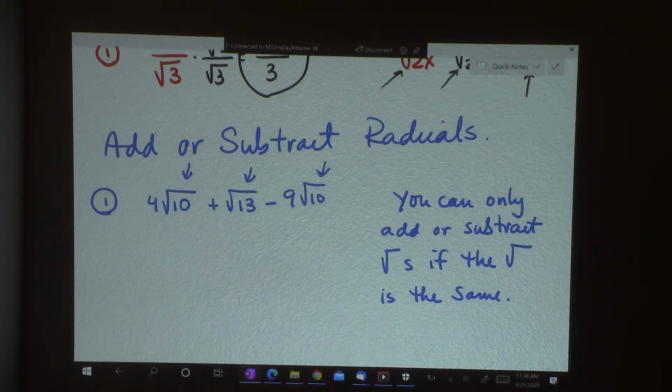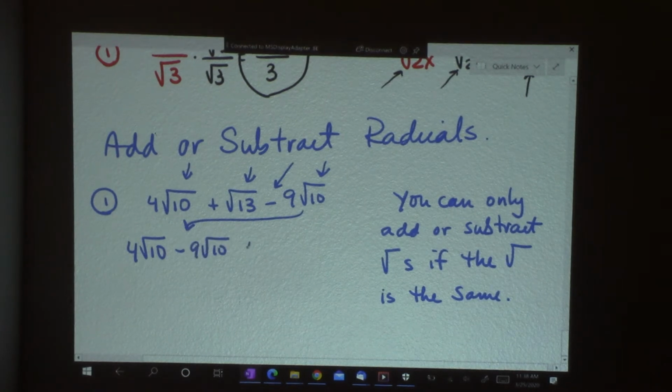So I'm going to reorder them. I can move the 9 here, but be careful. What is the sign in front? It's a minus, so I have to take that with it. So now they're in a different order, and it's easy to see what I need to do. So I'm going to add 4 and negative 9. So that's going to be negative 5.